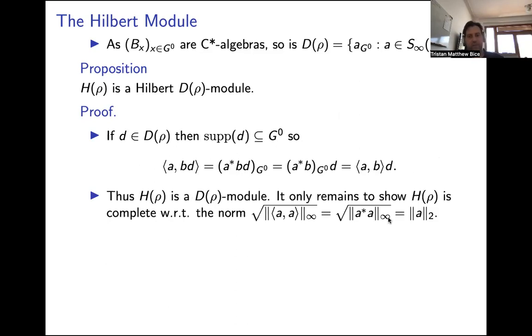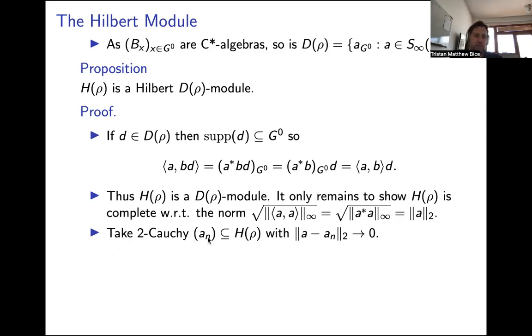The main question really is whether it's complete with respect to the norm that you actually get from the inner product. But note that the norm you get from the inner product here, right? This is really just the same as the 2 norm. And we've already shown completeness of those elements with finite 2 norm. We just have to show that when we restrict further, that again, the resulting limit lies within H of rho. So let's do that. Let's take some 2 Cauchy sequence A_n within H of rho.